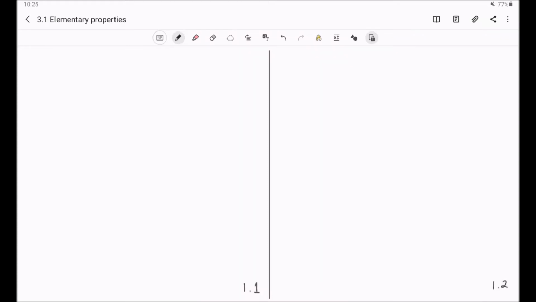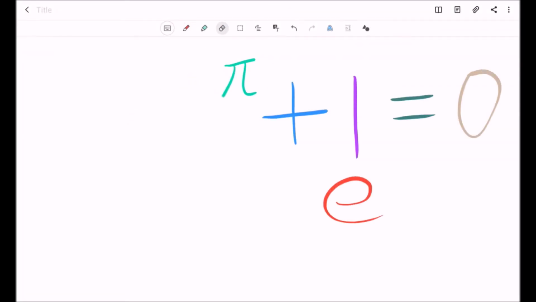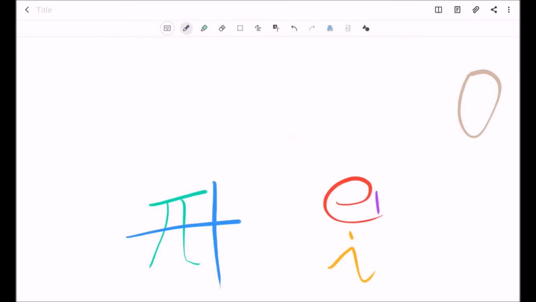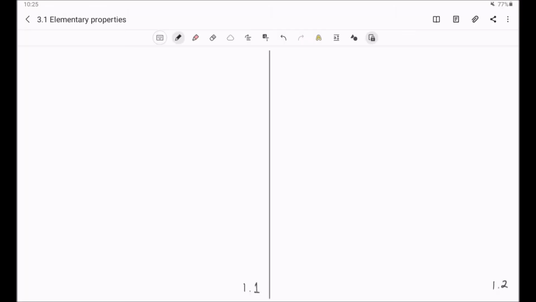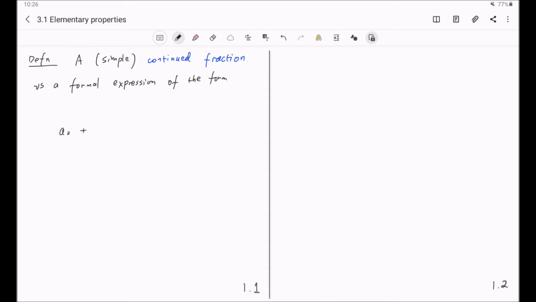In this section, we are going to talk about some elementary properties of the continued fractions. And first, a definition. A simple continued fraction is a formal expression of the form a0 plus 1 over a1 plus 1 over a2 plus 1 over a3 plus ... I use the word simple here to mean that in the numerators, we require those numbers to be strictly 1.